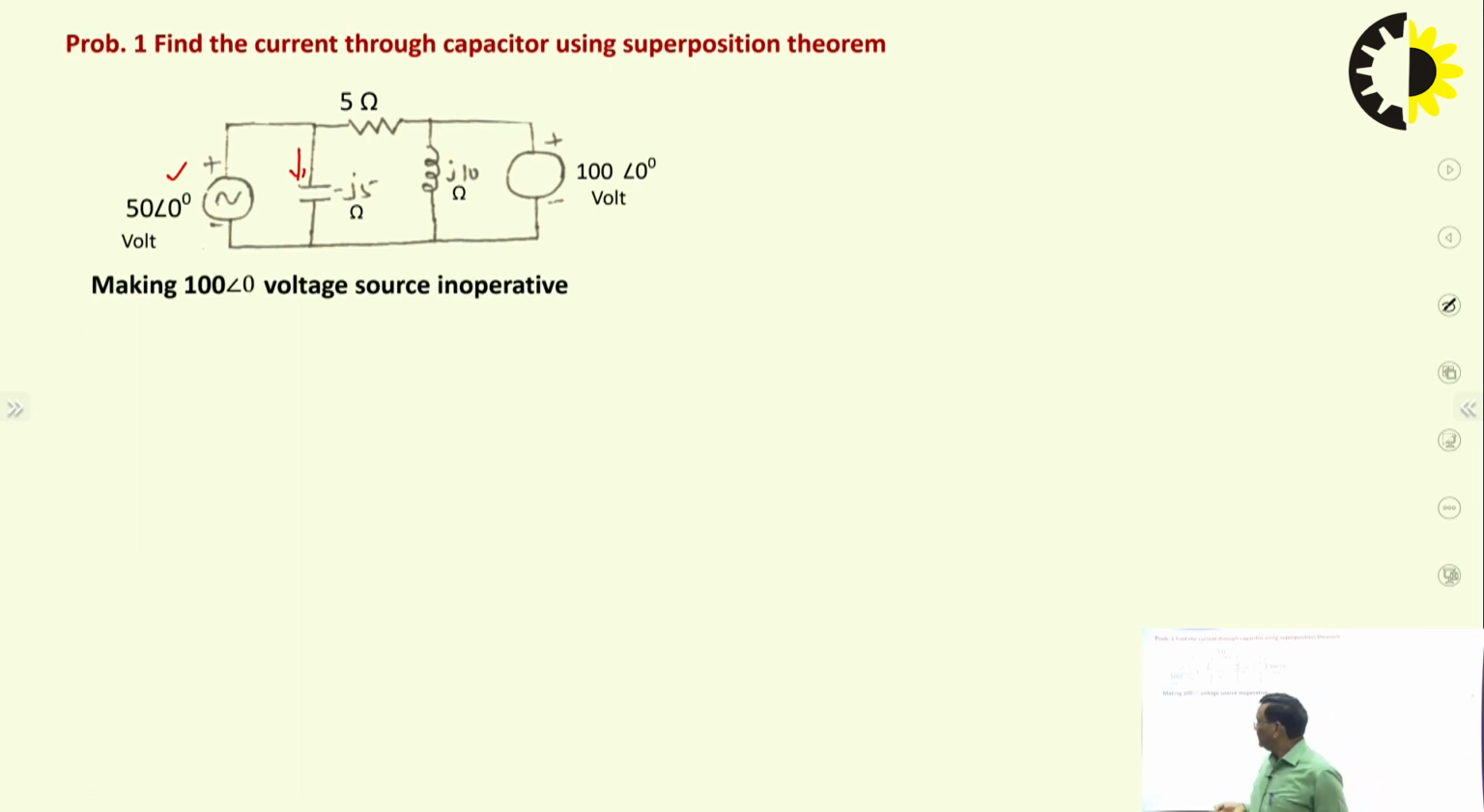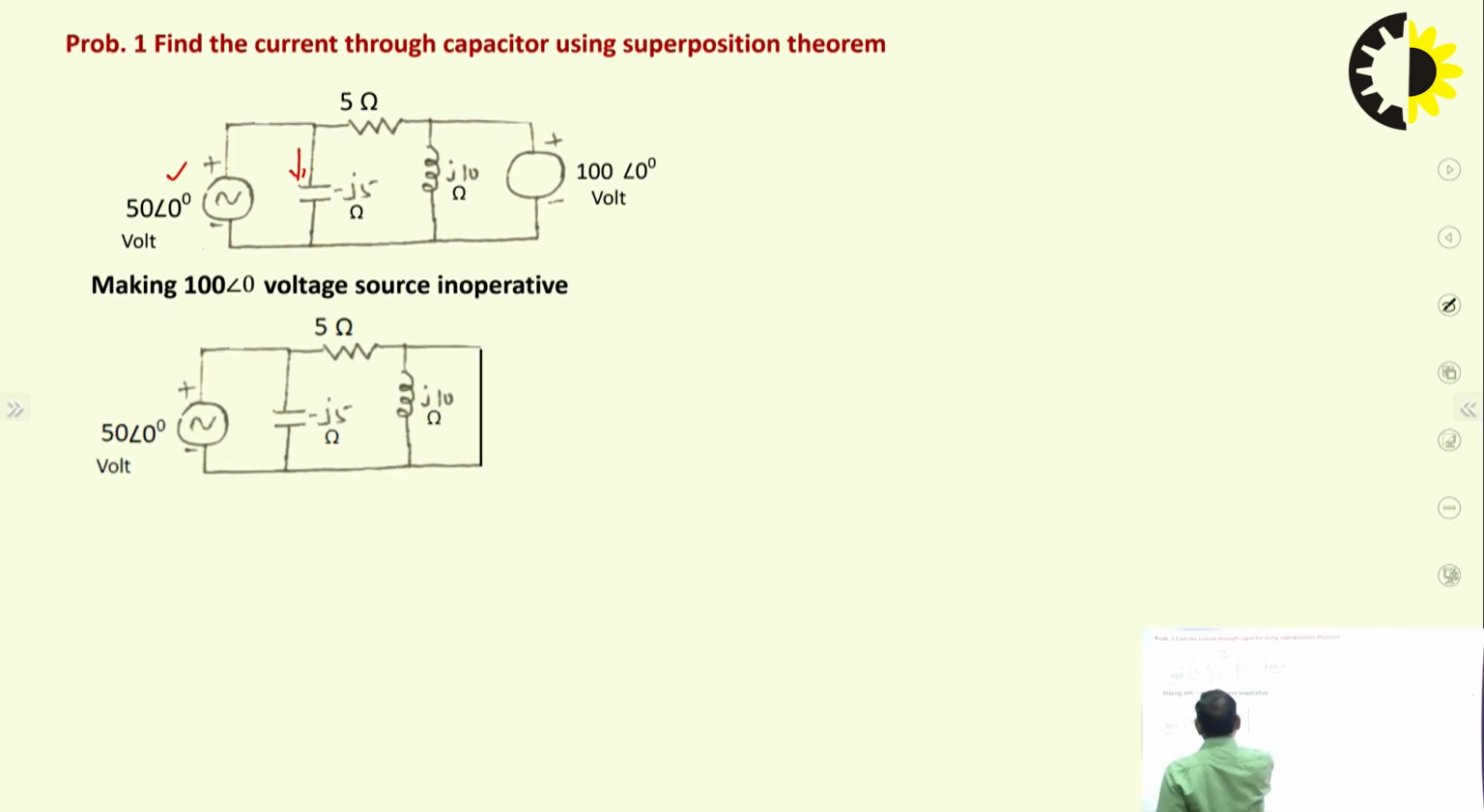So look at this. We are considering the 50 angle 0 degree voltage source as active, while the 100 angle 0 degree voltage source is inactive, or replaced by its internal impedance. So this is the equivalent circuit we can see here. This voltage source is replaced by this zero resistance wire, so it looks like a short circuit.